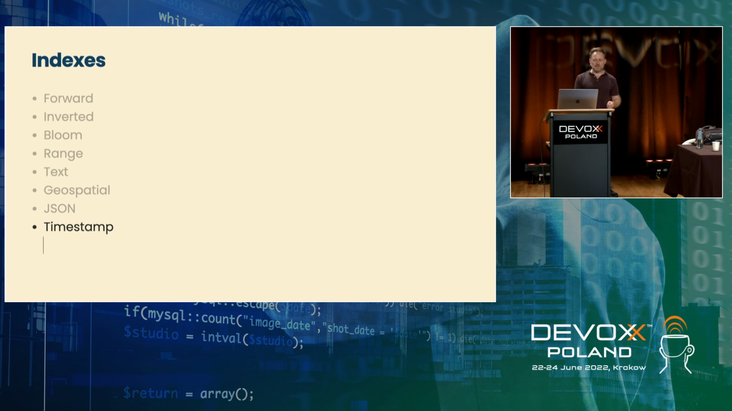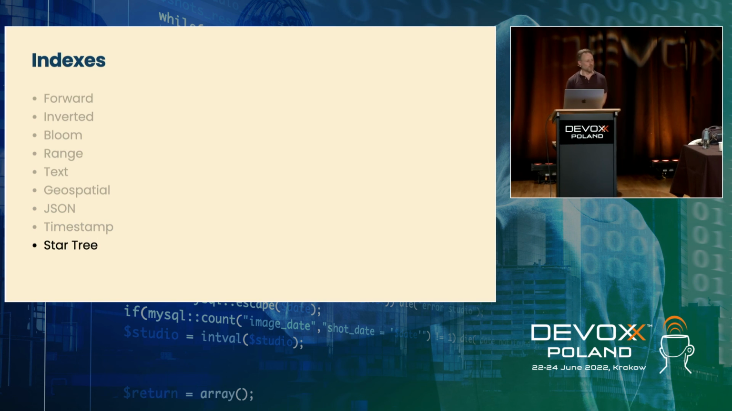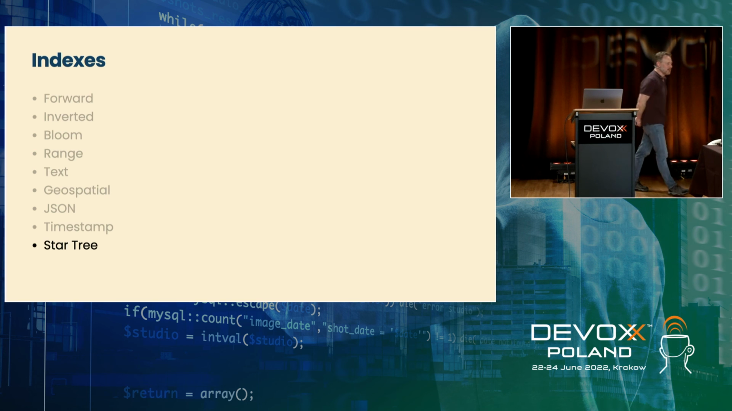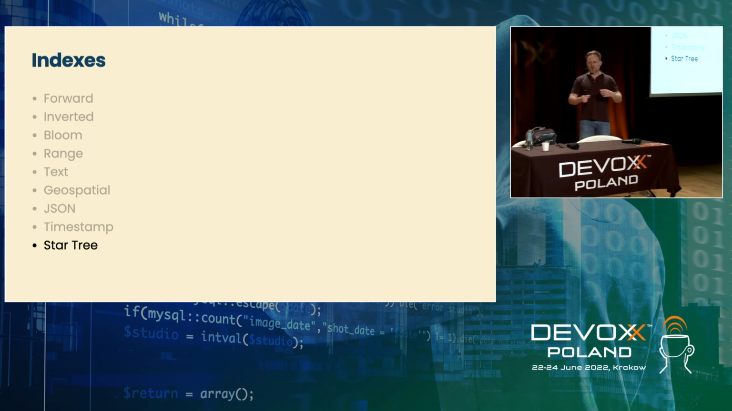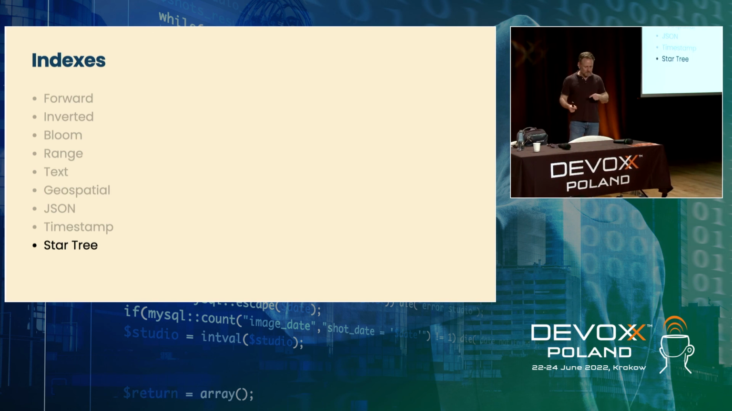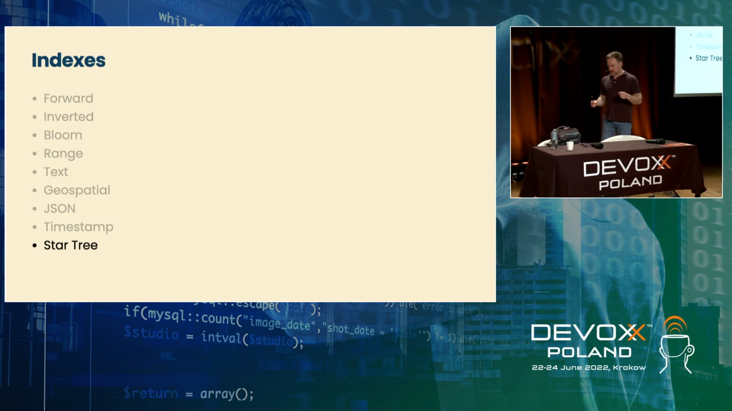There's a timestamp index. I mentioned this super cool star tree thing, which again is like making a pivot table. You've got several dimensions. We'll say, referrer, operating system, and postal code. And then how long did that person spend on the website?